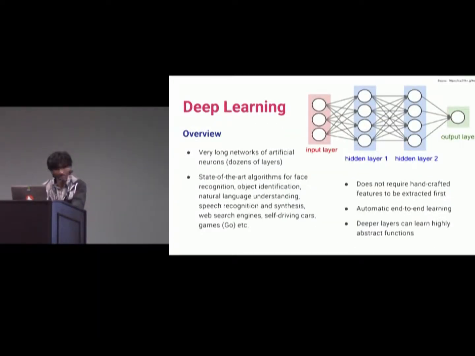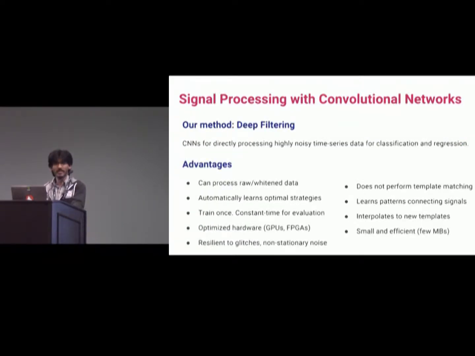You all know deep learning, so I can probably skip this slide. But the basic idea is you combine a bunch of neural networks, have very deep layers, and you can do end-to-end processing on raw data, and it can automatically learn all the required features. What we actually do is use convolutional neural networks, one-dimensional convolutional networks, for doing both classification and regression on these noisy time series inputs.